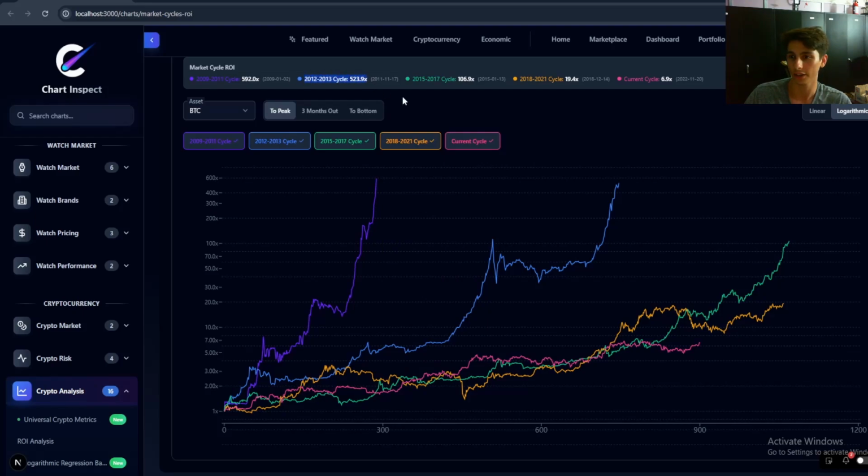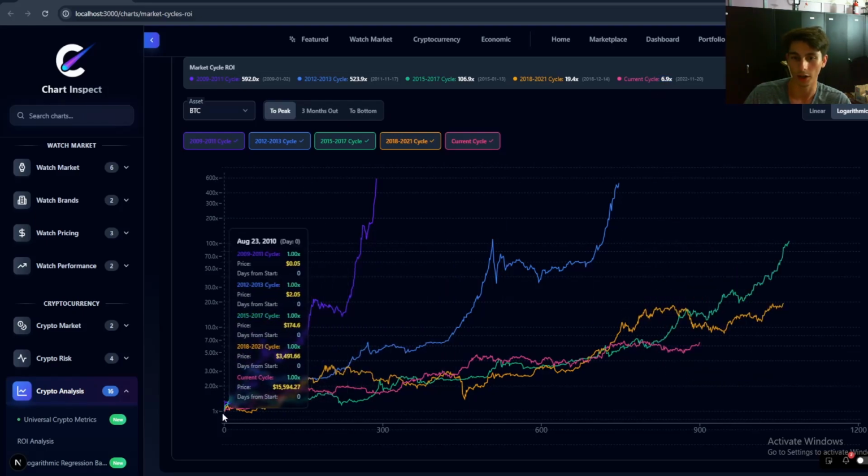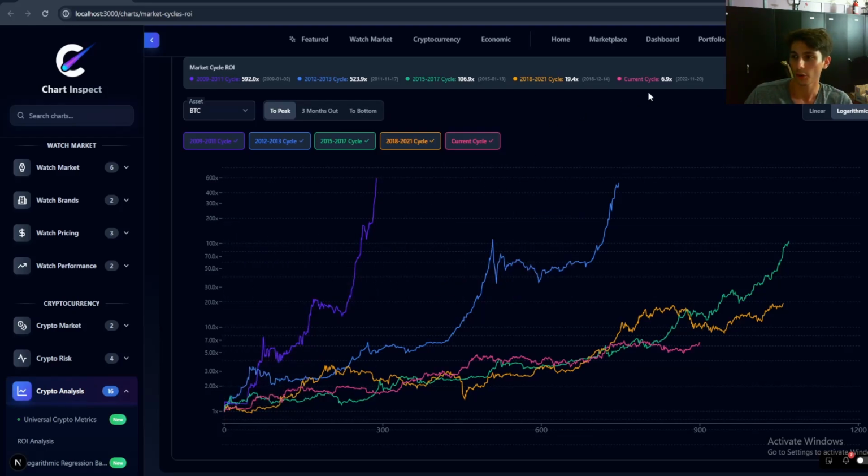In the next cycle, 2013, we hit a 523x. The next cycle in 2017, 106x. 2021 only a 19x, and the current cycle, if you look at it, is only 6.9x from the cycle bottom in the bear market, which was a $15,549 price. So what does this tell us? It tells us that we obviously see diminishing returns in Bitcoin's price.